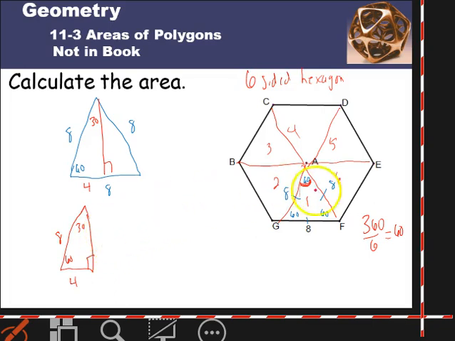Okay, and I need to find the area of this triangle. I need the base, which I know is 8. And I need this right here, which is the height. So I need to find that height.